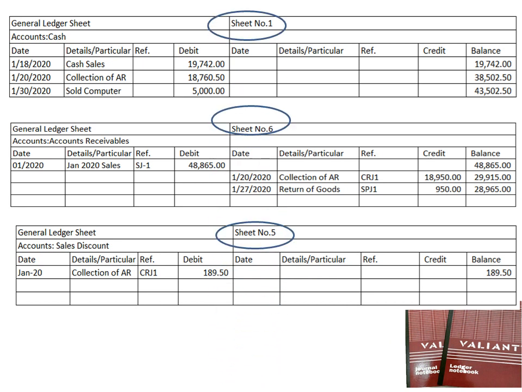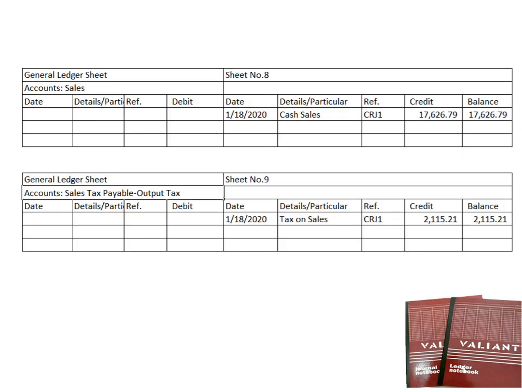See? So those that are on the circles are those that we now put on our post reference or folio. Okay? So we have now our sales. Take note, the cash sales is the one that we record on the first line of our cash receipts journal. It's 17,626.76. Then we also have our tax on sales or the output tax that we could also deduct on our input tax, or the tax we avail from our purchases.